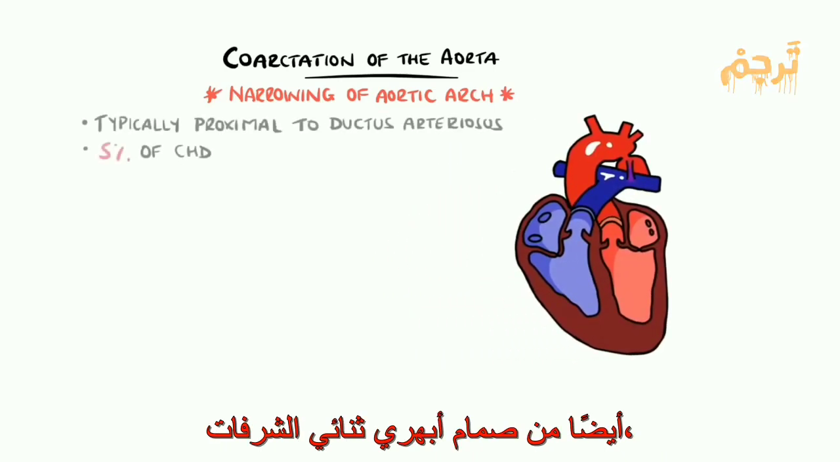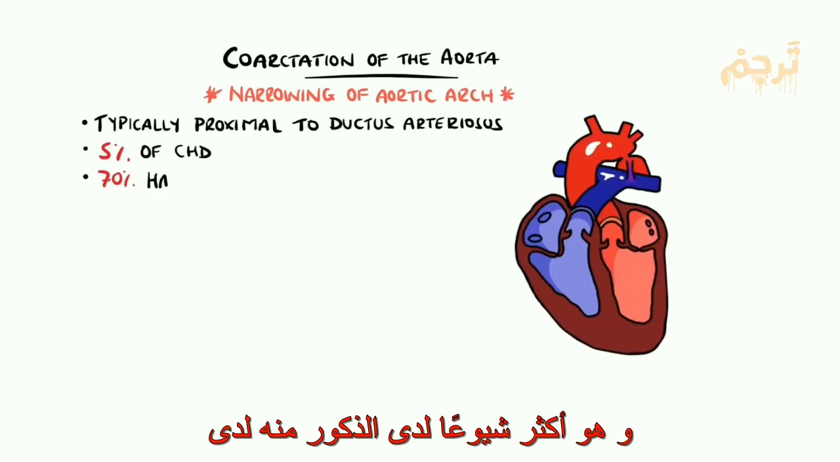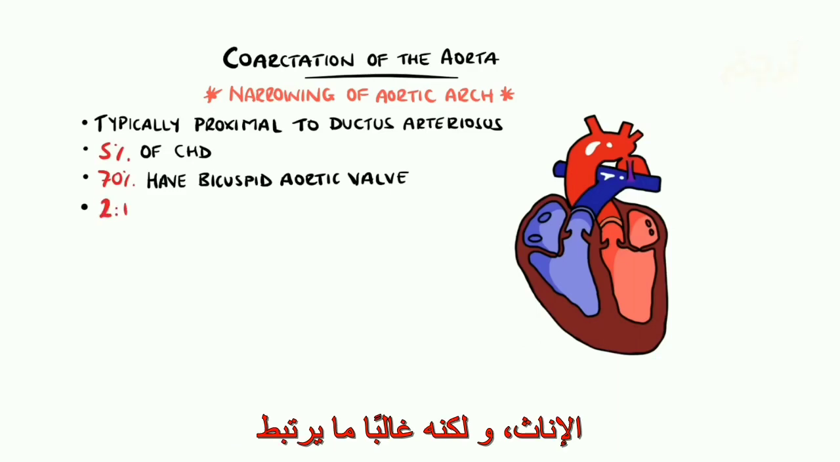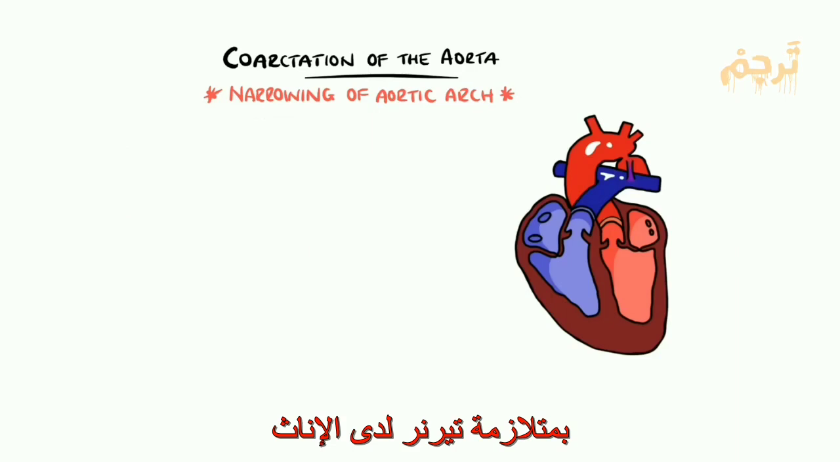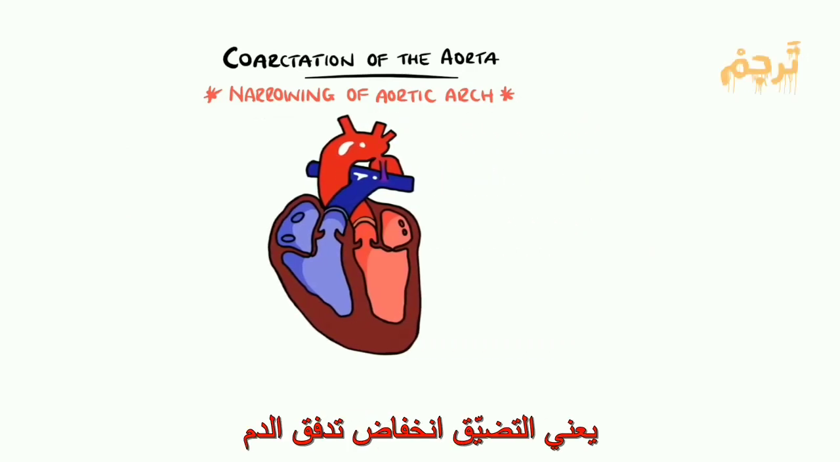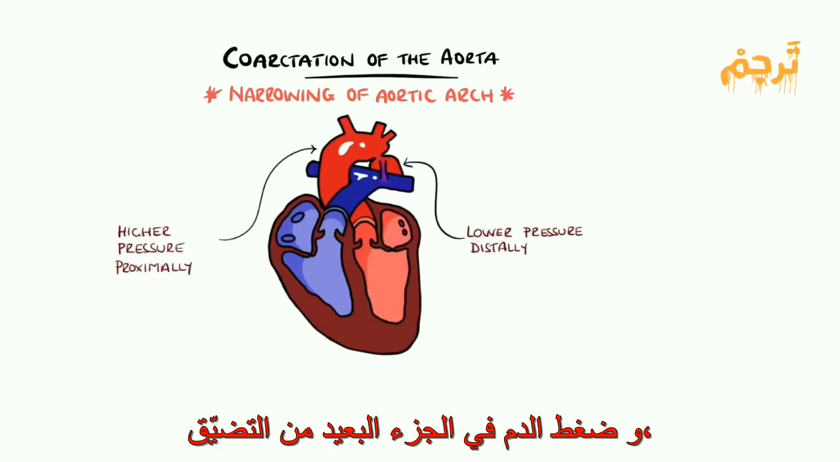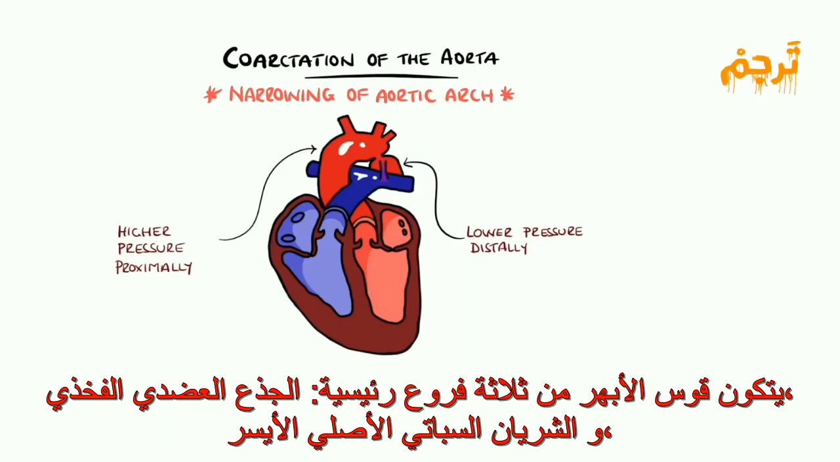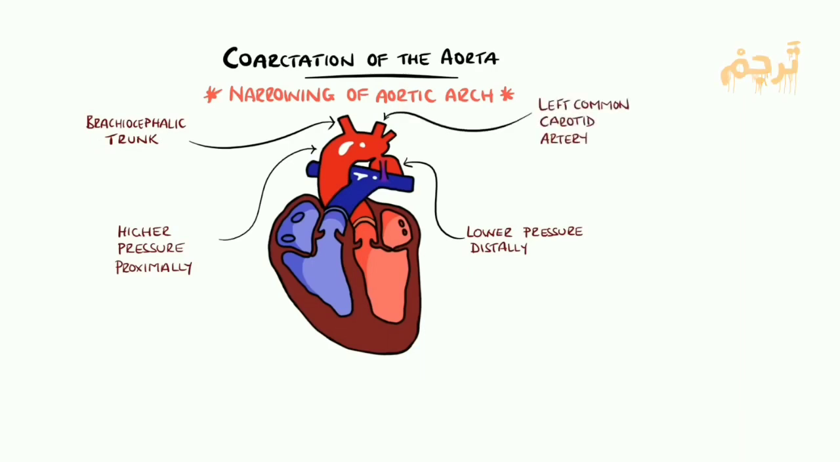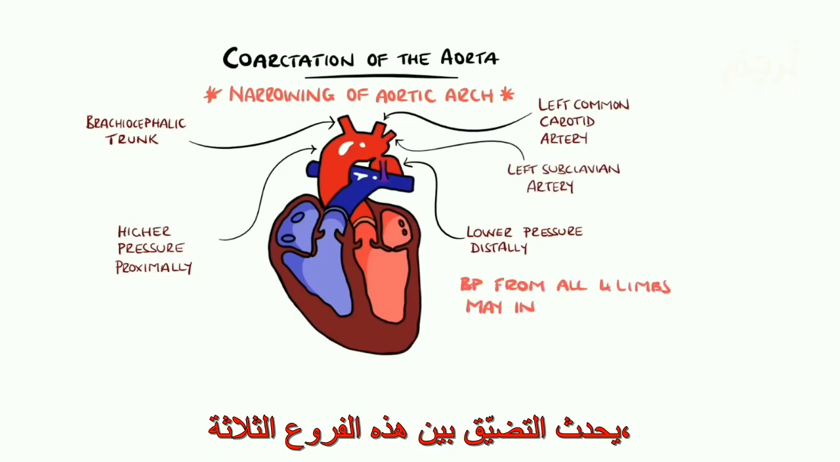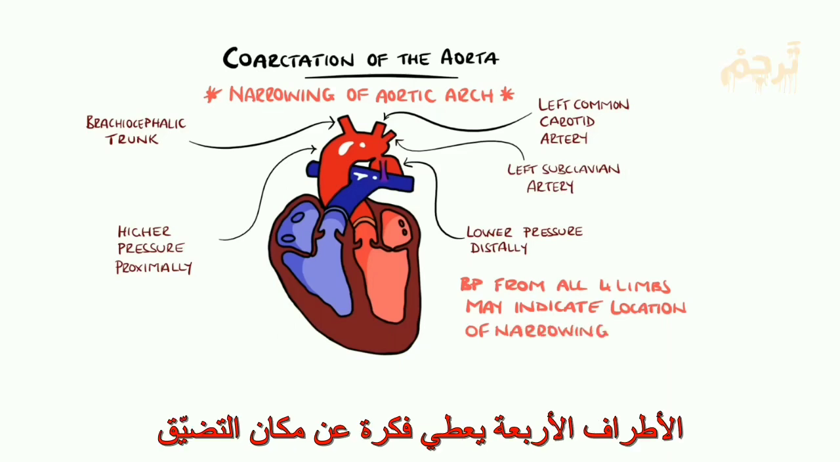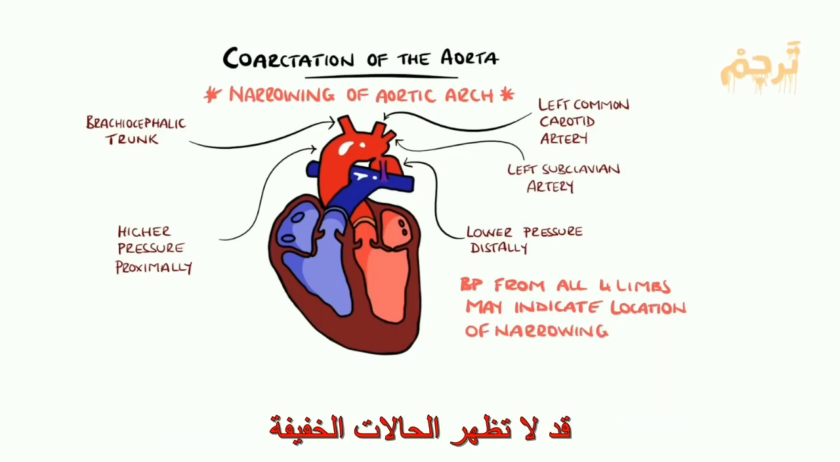70% of patients will also have a bicuspid aortic valve, and it is more common in males than in females, but is often associated with Turner syndrome in females. The narrowing means that there is less blood flow and blood pressure distal to the narrowing, while the pressure is higher proximal to it. The aortic arch features three main branches: the brachiocephalic trunk, left common carotid artery, and the left subclavian artery. The narrowing can occur between these three branches, therefore taking blood pressure from all four limbs will give an idea as to where the narrowing lies.